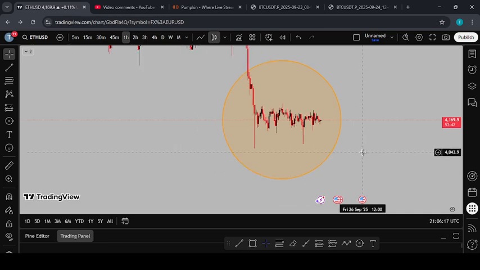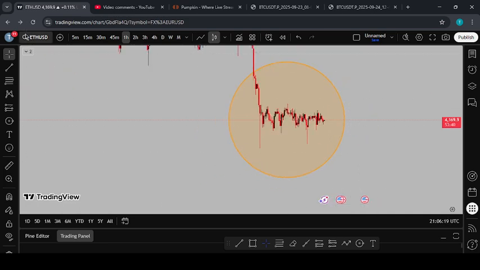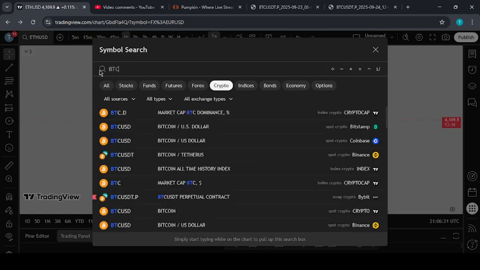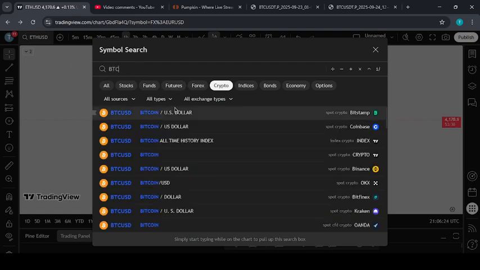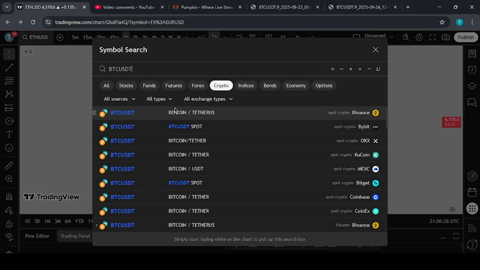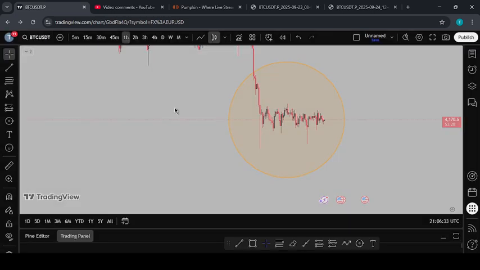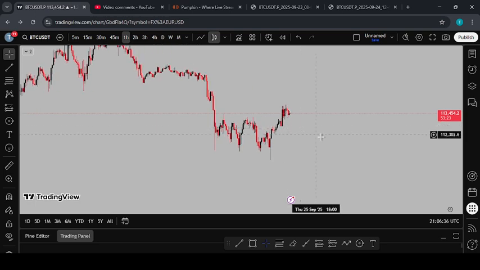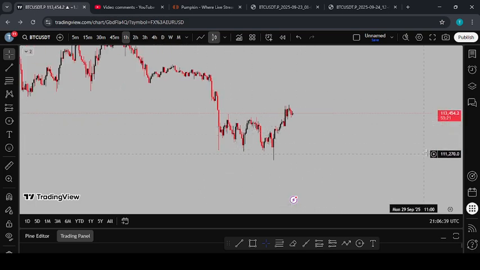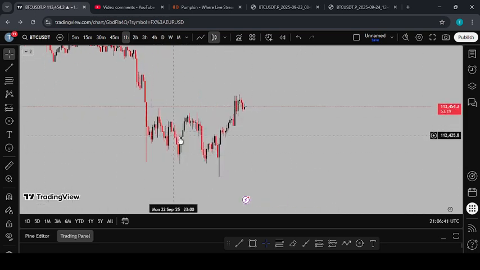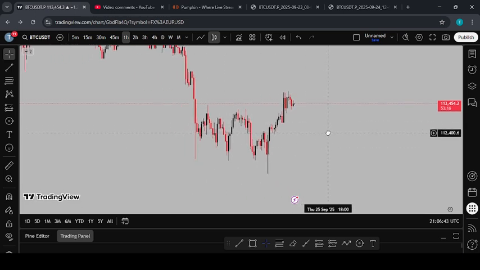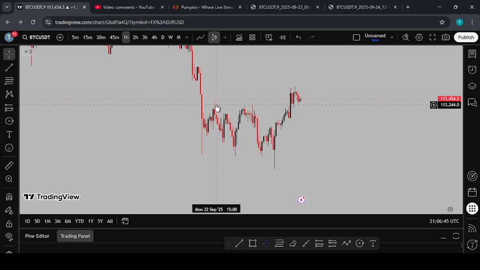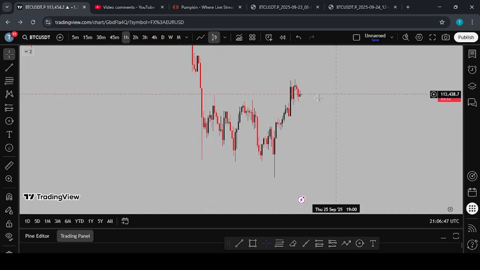So when I came to ETH, I looked at it, nothing. Then I went back to BTC and I was like, okay, BTC is showing me something, meaning there might be an opportunity to catch a trade on BTC. Coming to BTC, you can see the price action is actually different from ETH. While ETH has been in that range without moving, BTC has been doing different moves.